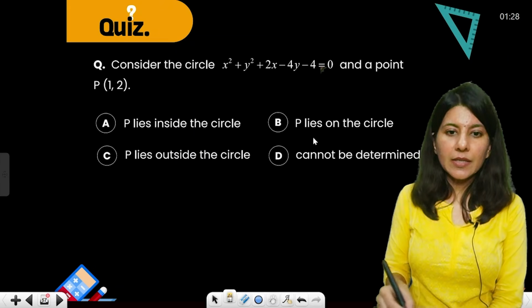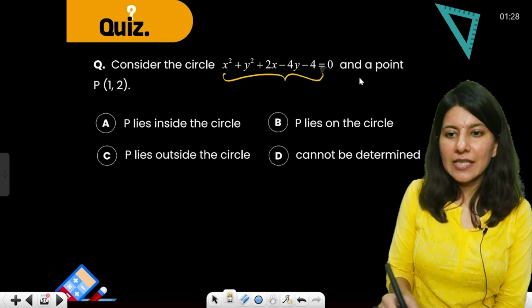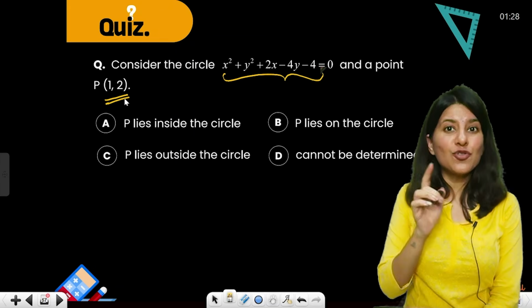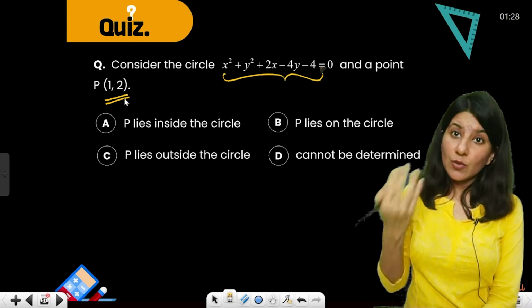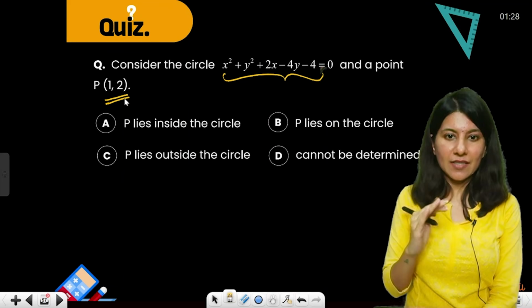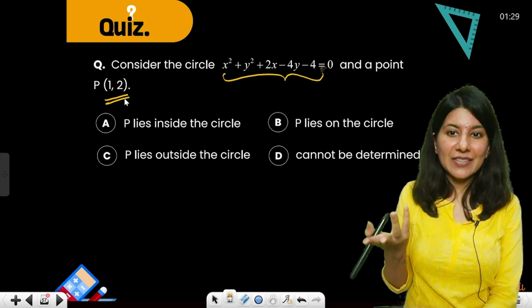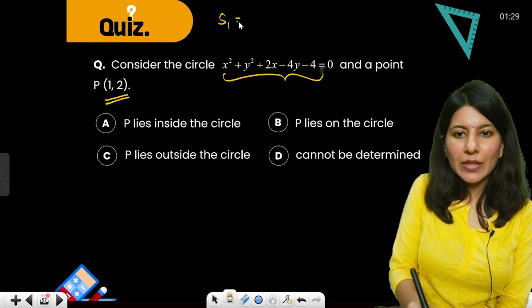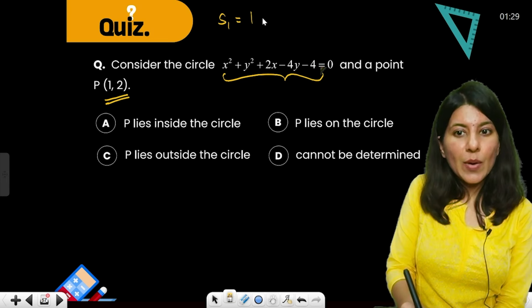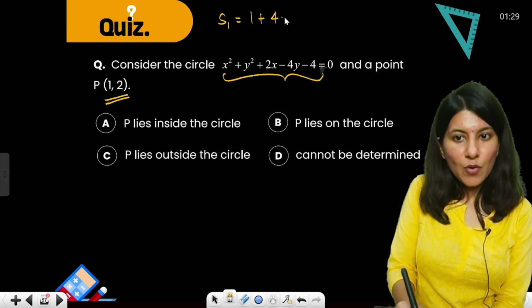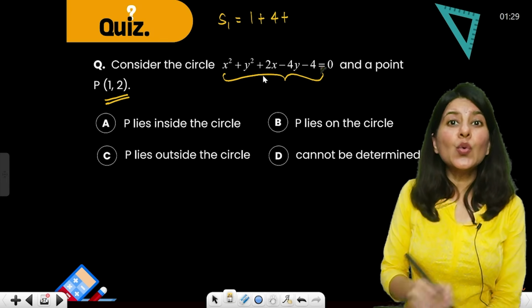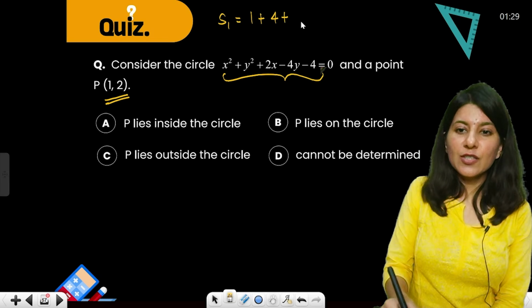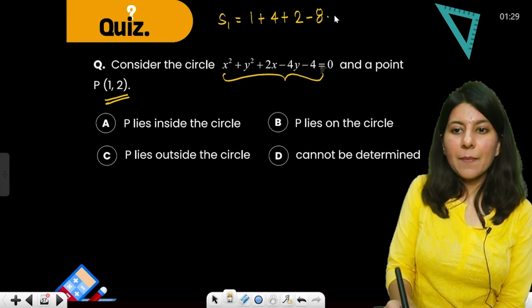So here, consider a circle. This is your circle and a point is there. Now we need to check whether this point lies outside the circle, inside the circle, or on the circle, right? There will be three cases. So for the point 1, 2, if I satisfy it, the S1 value in this case will be 1 square is 1 plus 2 square is 4 plus 2 into 1, so plus 2, minus 8, minus 4.